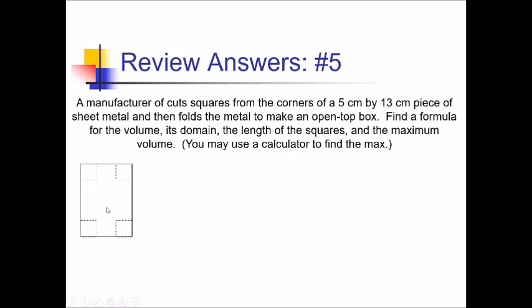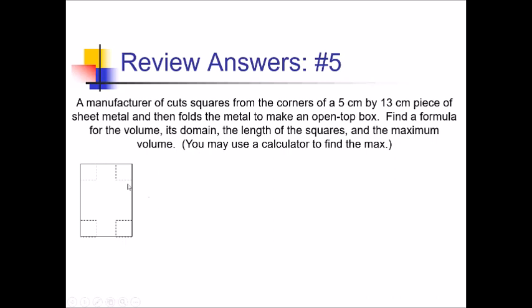Here's our rectangular piece of sheet metal with the squares that are going to be cut out of the corners. And to do anything here, first I need a formula for the volume. So in general, for a box, that's going to be length times width times height. But we want to get everything in terms of one variable to be able to do all these other things they want us to do.